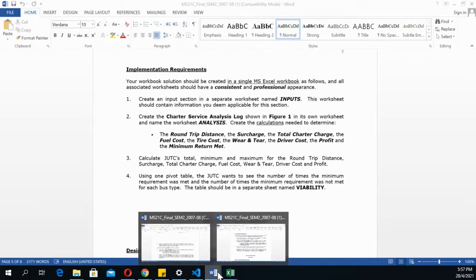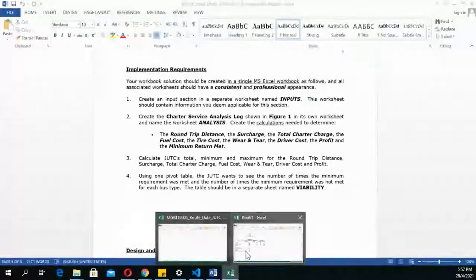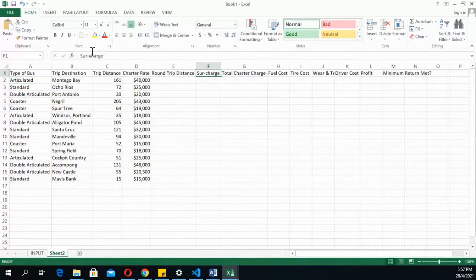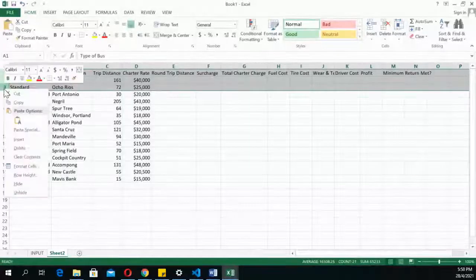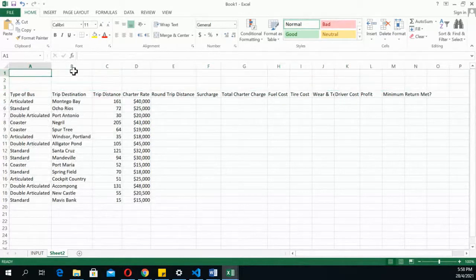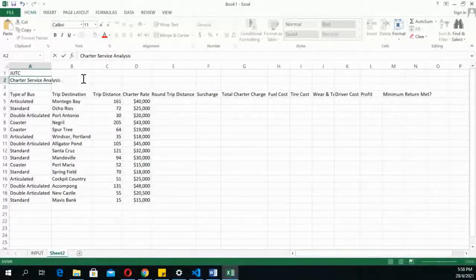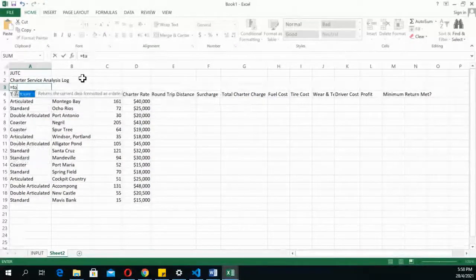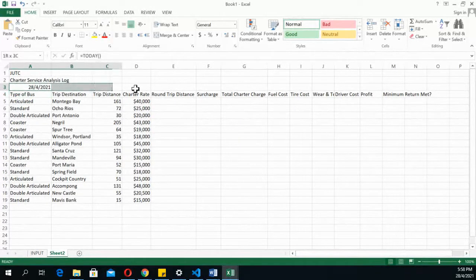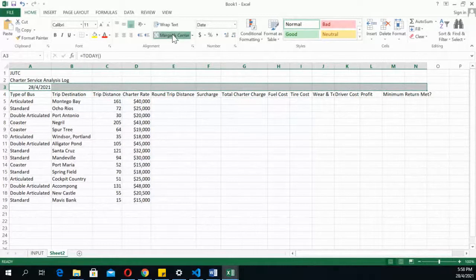So I copied the data from the Word document and pasted it here in sheet 2. So that's all the information that I got. And again, still don't know much about the case. And you're able to get some marks nonetheless. What's the name of the company again? So it's JUTC. The title of the sheet now, what do they call it? Charter service analysis log. Okay. Charter service analysis log. All right, so that's it. And the current date. Again, you pick up some marks, and we still haven't done a single calculation as yet.